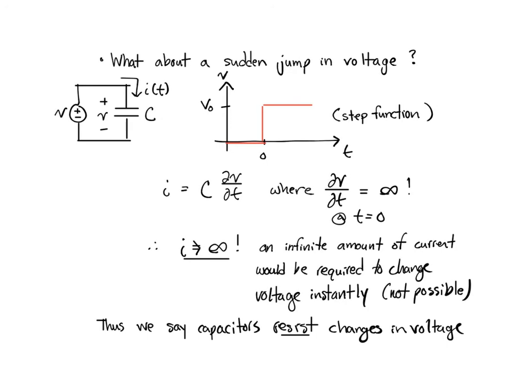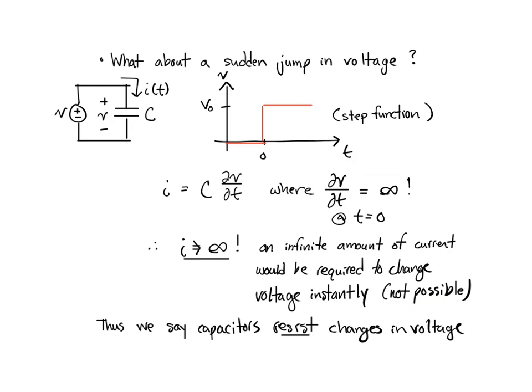And what about a sudden jump in the voltage? So a step response. In this case, I've wired the capacitor up to an AC source, script V here, so that I'm going to have a current I that is a function of time going through the capacitor. But V is defined as a step function, so in this case I'm just saying at time 0, it changes from some initial value to a value V0 instantly. And the first derivative of this function we note is infinity. Therefore, this implies that the current through the capacitor at time 0 must be infinite. So a step function, regardless of the value of this step, requires an infinite amount of current in order to do so, which is not possible.